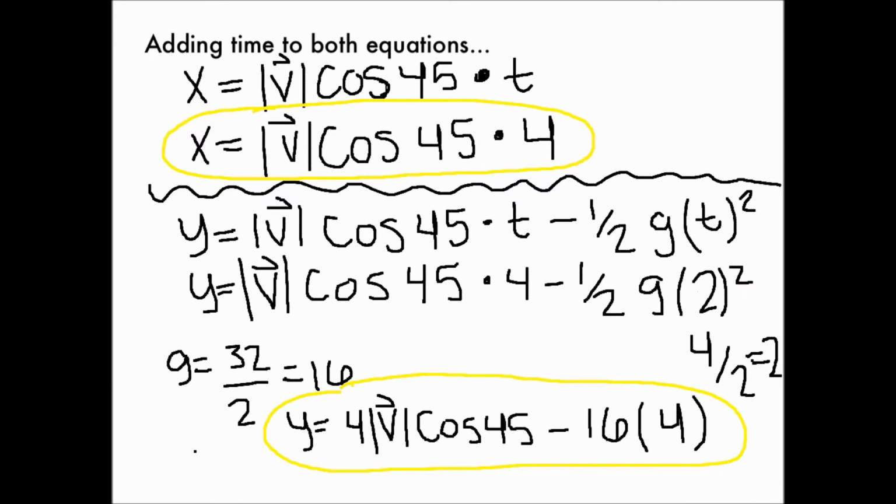squared. We do 2 squared because at the max height, it's half of the time that's in the air. So 4 divided by 2 is 2. So 2 squared equals 4. And half of gravity is going to equal 16 because 32 divided by 2 is 16. So our new equation will be y equal to 4 times velocity sine 45 minus 16 times 4.